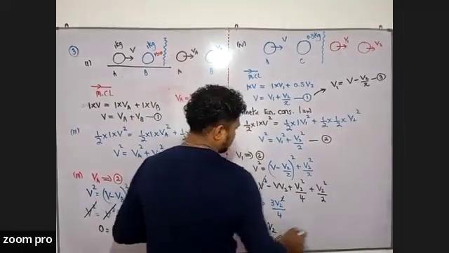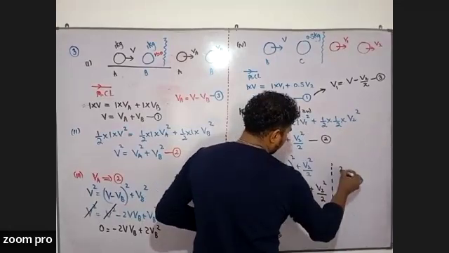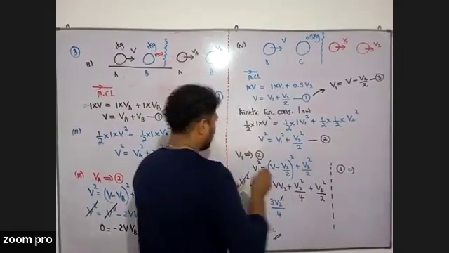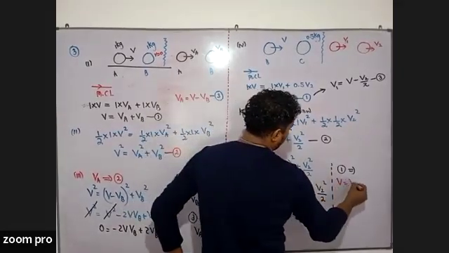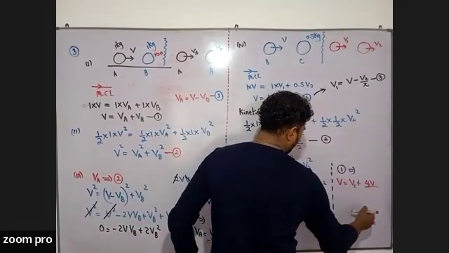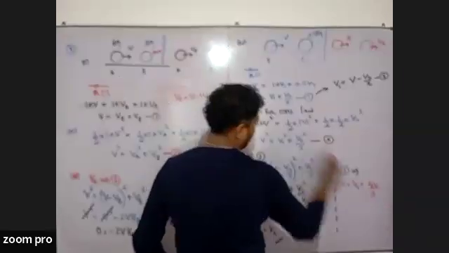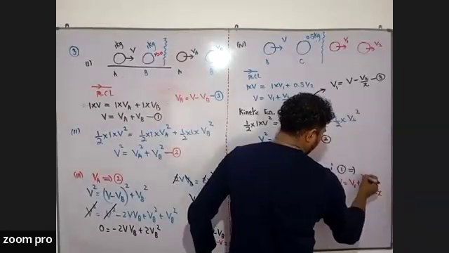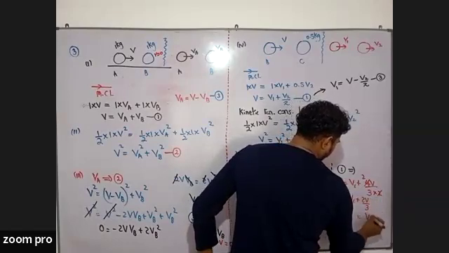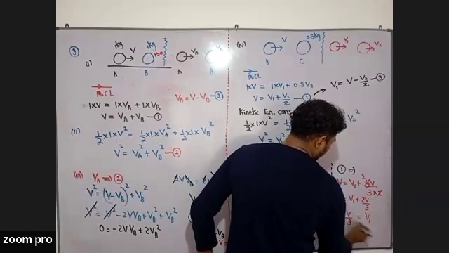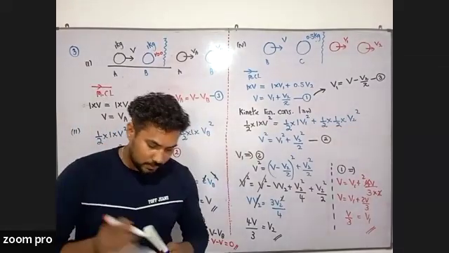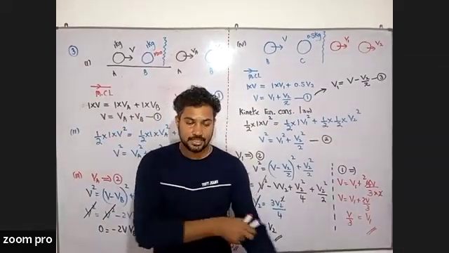Then if I substitute the V2 value into the first equation, V equals V1 plus, instead of V2, I can substitute 4V over 3, but it should be divided by 2. Then V equals V1 plus 2V over 3. Then V1 equals V over 3. So this is the answer for V1, right? Likewise, you have to be familiar with this kind of calculation, students.